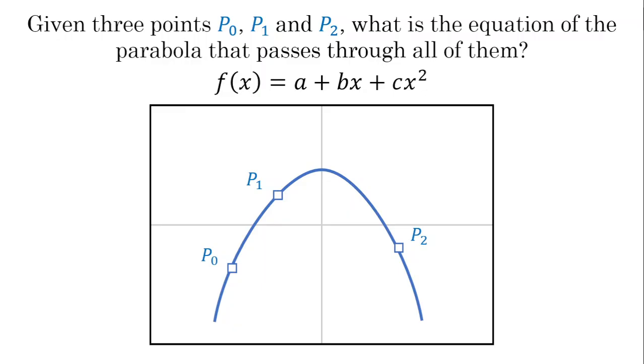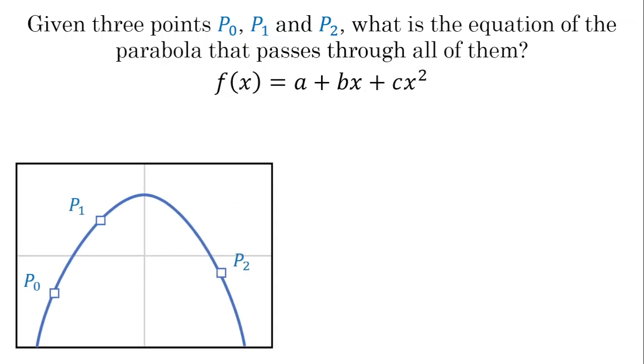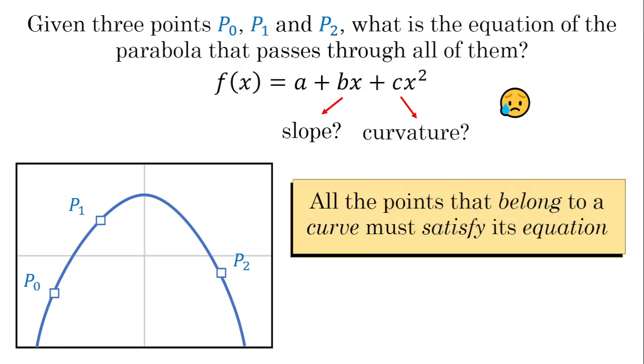Let's solve it. This time, sadly, we don't have any direct interpretation for the constants a, b, or c, so we can't do the same trick as we did before to find m directly. But that's not a problem, because we can always use a general principle that we've already stated earlier. All the points that belong to a curve must satisfy its equation. And the great thing about this is that it not only applies to functions, but actually to any kind of curve defined by an equation. That is essentially what it means for a curve to be defined by an equation.